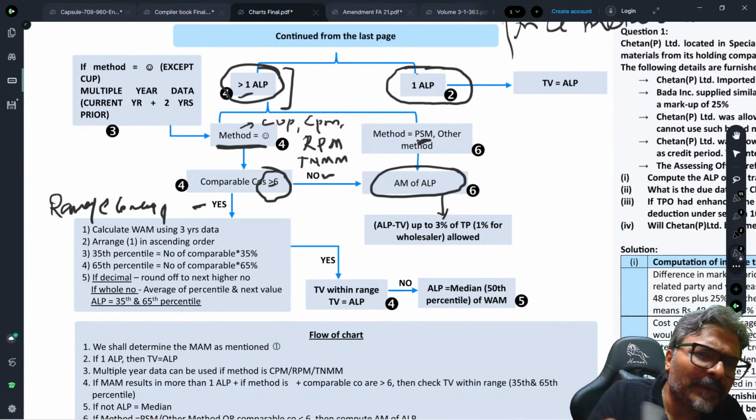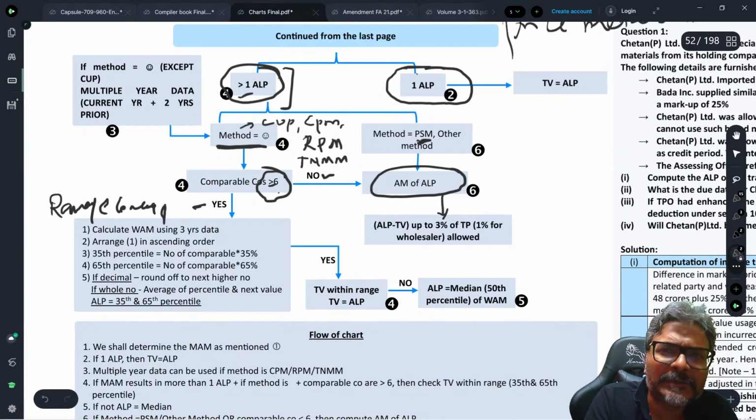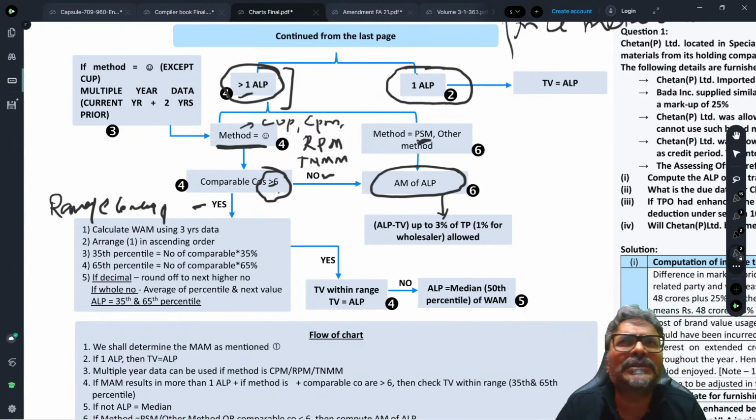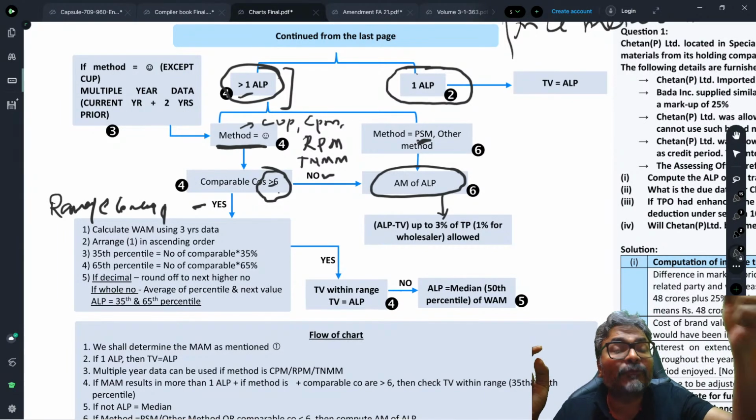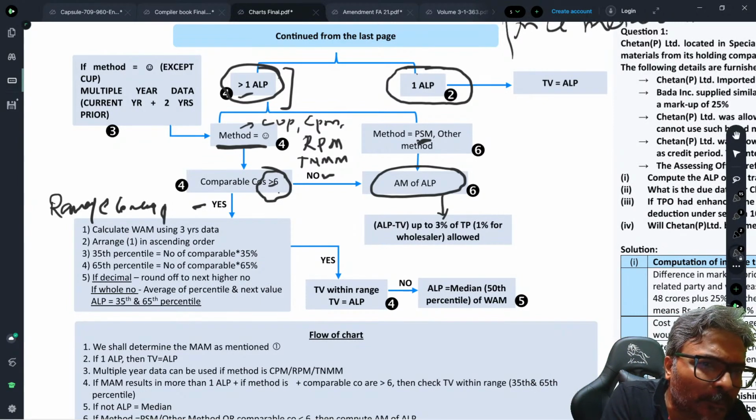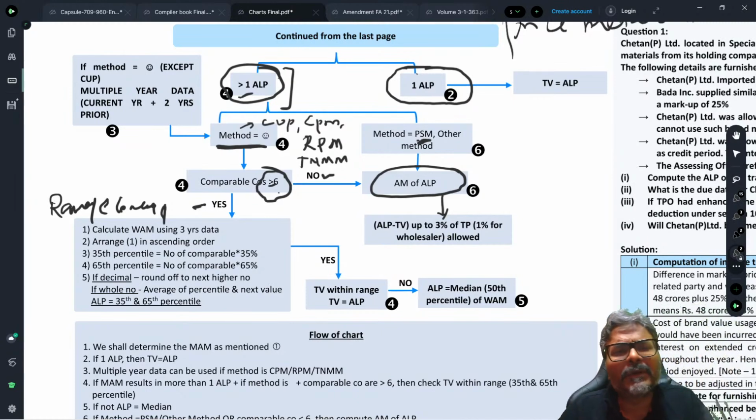Clear with this one? But what if the comparable size is 6 or more than 6? Then obviously, students, you can never go with the arithmetic mean. You would then have to go with the range concept. Now, what is this range concept? I'm just skipping, students, point number 1 in the box given below, because I will explain the weighted average concept in my next, last segment. So just look into this.